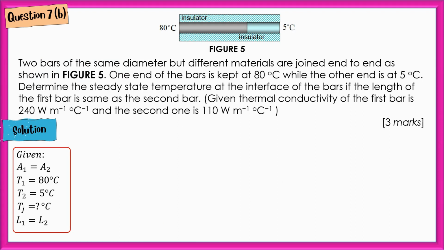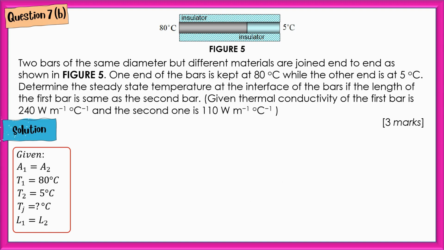Question 7b. Two bars of the same diameter but different material are joined end to end as shown in figure 5. One end of the bar is kept at 80 degrees Celsius while the other end is at 5 degrees Celsius. Determine the steady state temperature at the interface of the bars if the length of the first bar is the same as the second bar. Given the thermal conductivity of the first bar is 240 watt per meter per degree Celsius, and the second one is 110 watt per meter per degree Celsius.